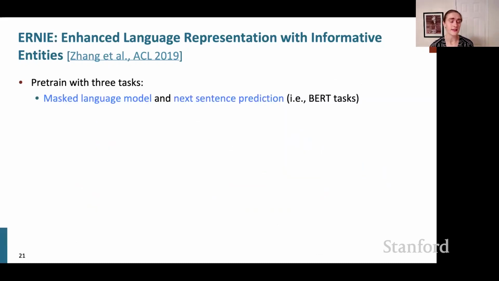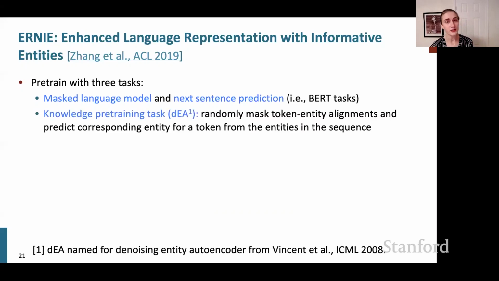So how do you actually train this? It's pretty similar to BERT. You have a masked language model loss, and you have a next sentence prediction loss. And then they also introduce a knowledge pre-training task, which they refer to as the dEA task. It's named after a denoising entity autoencoder from an ICML paper in 2008. And the idea is they're going to randomly mask these token entity alignments. So the idea that Bob goes to Bob Dylan, they're going to mask that out with some random percentage. And then they're going to predict the corresponding entity for a token out of the entities in the sequence.